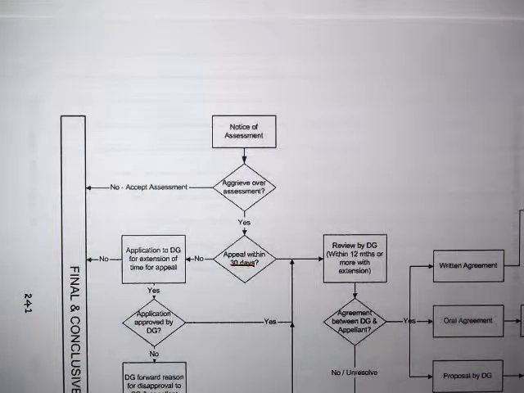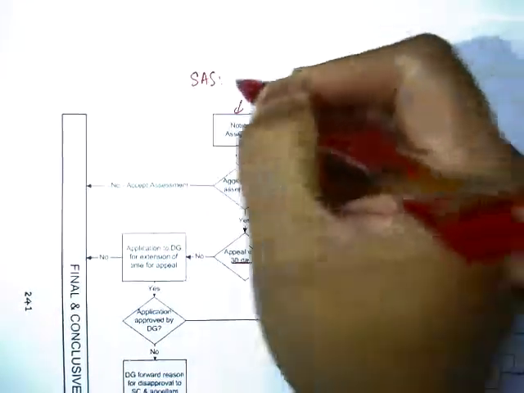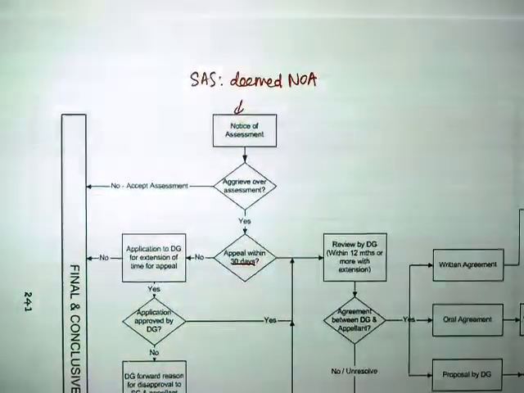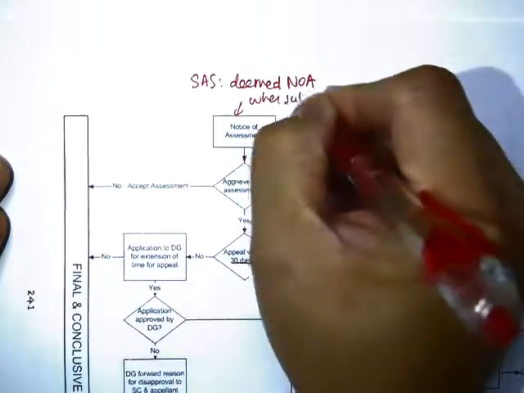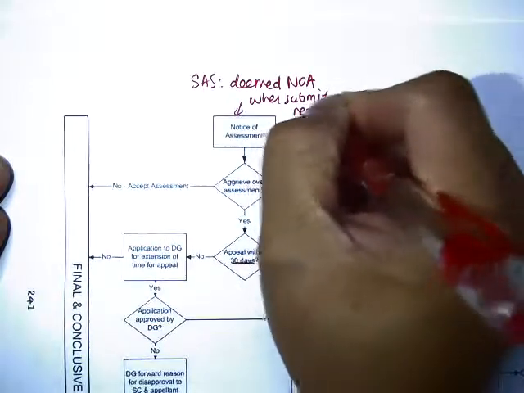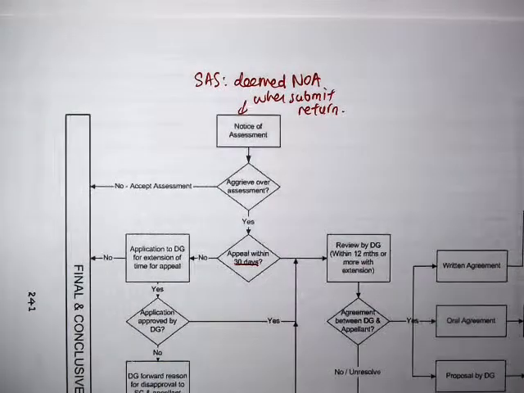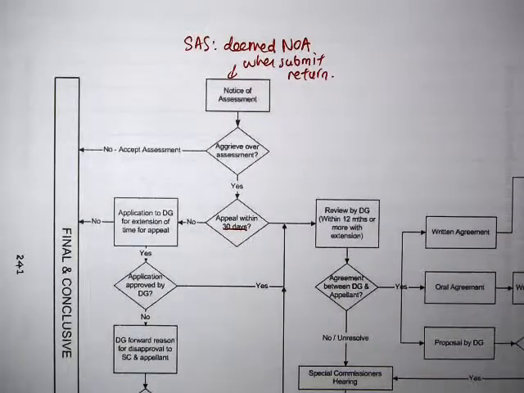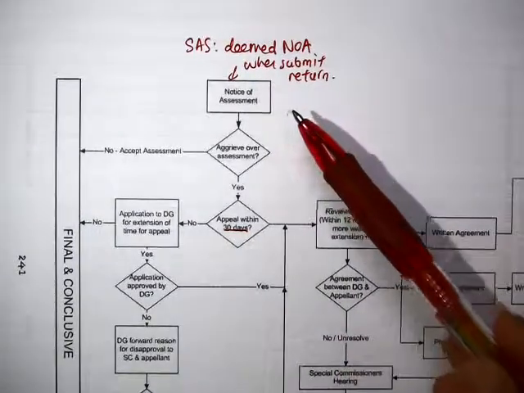So what's the notice of assessment? If you follow the self-assessment system, it will be the deemed notice of assessment when you submit your return. Okay? So you have 30 days from the date.